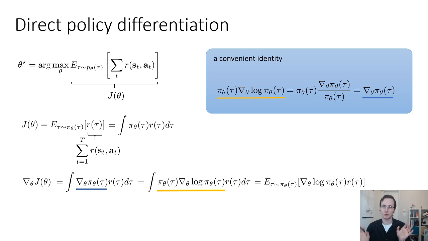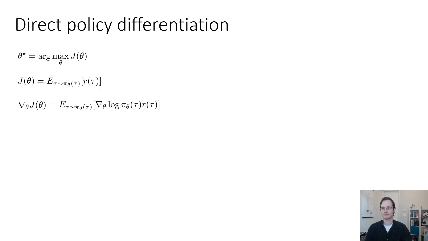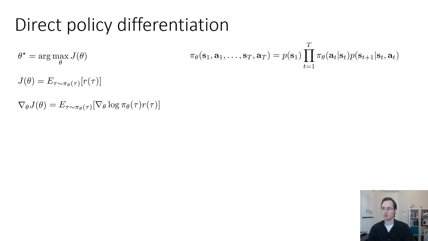So before, if we wanted to evaluate how good the policy was, we would sample from pi theta tau and average together the rewards. Now, if we want to compute the gradient, we can sample from pi theta tau and average together grad log pi times r tau. We're not quite done yet, though, because we don't actually know how to calculate grad theta log pi theta tau. So let's work through how to do that.